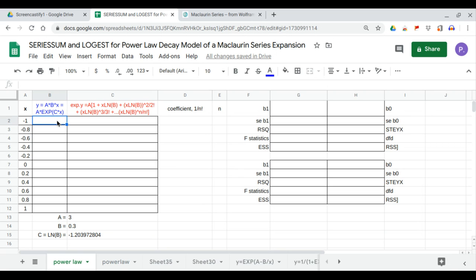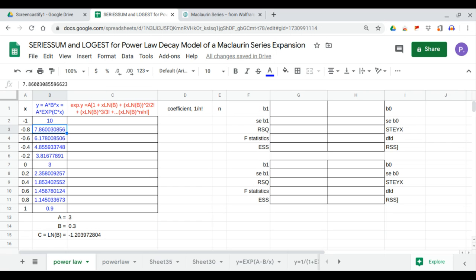Now we'll generate the power law dataset, which is formula a times b to the power x. And that's our dataset for the power law.